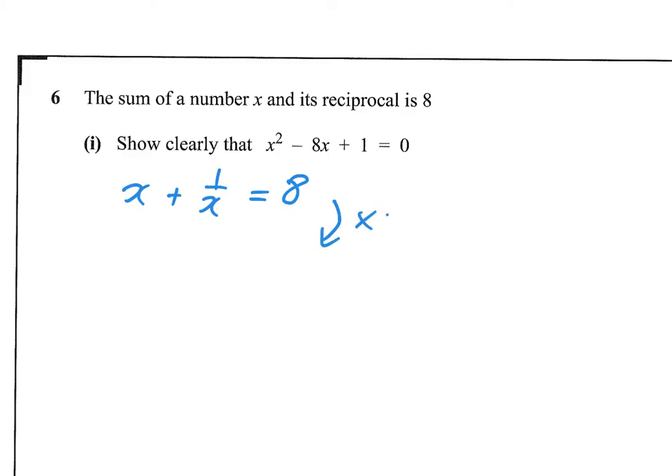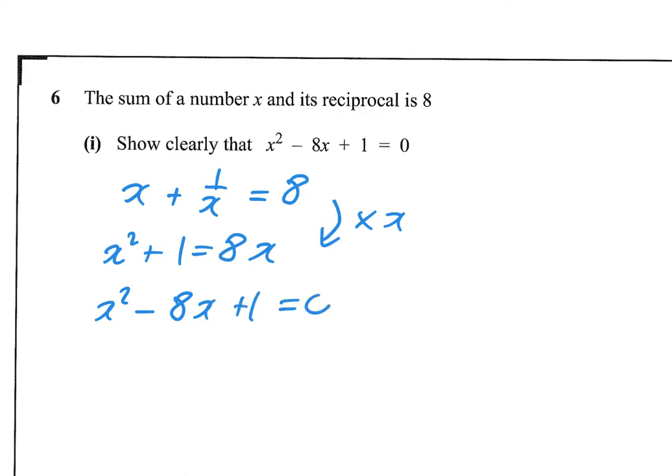And then if we multiply through by x, you're going to get x squared plus 1 is equal to 8x. Oh, happy days. And then bring that across. Bring the 8x across. You'll have x squared minus 8x plus 1. And that's it. Lovely.